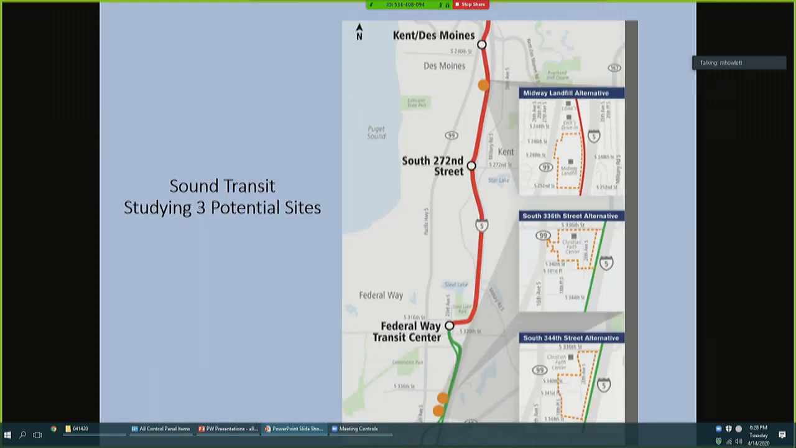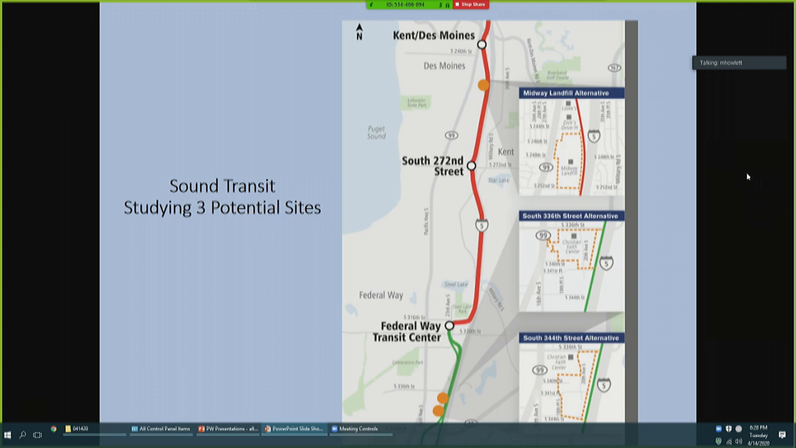This shows the three potential sites that Sound Transit is studying as part of their draft EIS for the location of this operation and maintenance facility. They started with 24 sites a couple of years ago, and those sites were from Kent all the way down into Tacoma. And then about a year ago, they whittled the list down to the three that you see here.